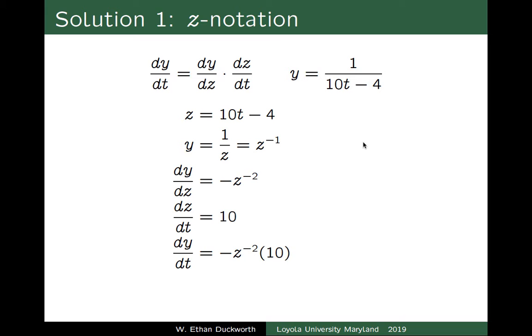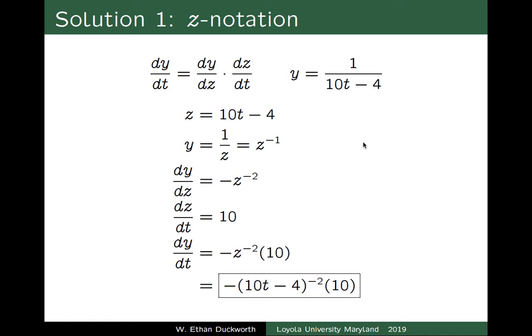And that's done. We're done there with the derivatives, but our final step should be to rewrite it so that we use the original letters, namely t, and not the letter z that we made up. So I'm going to replace z with 10t minus 4. And there's my final answer, negative (10t minus 4) to the negative 2 times 10.